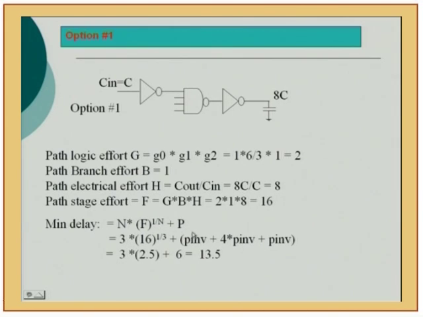Recalculate the minimum delay from N F to the power 1 by n plus P. This is 3 into 16 to the power 1 third plus P inverter plus 4 times P inverter, because 4 inputs. So the total is 3 into 2.5 into 6, 13.5, if I use this.